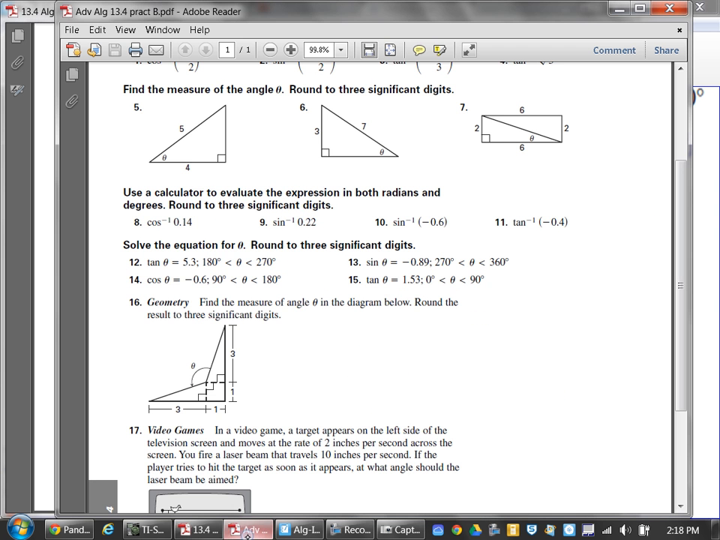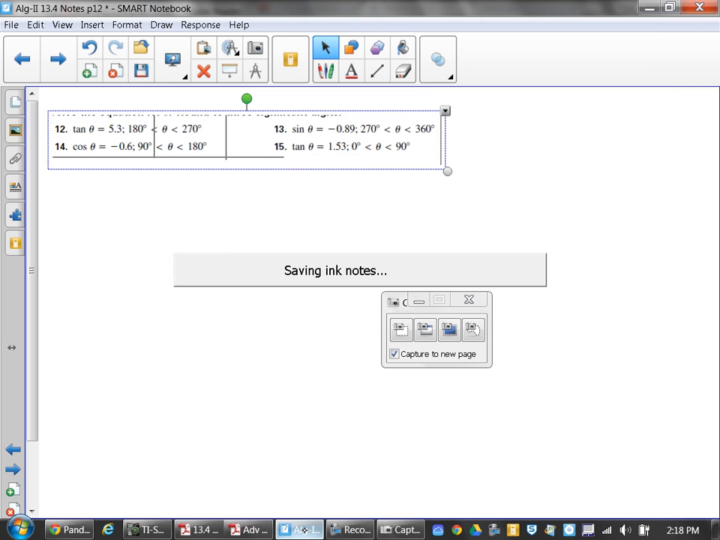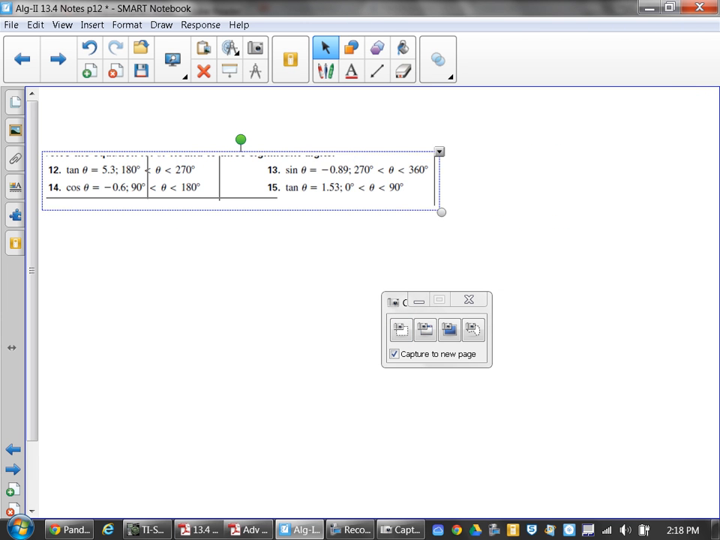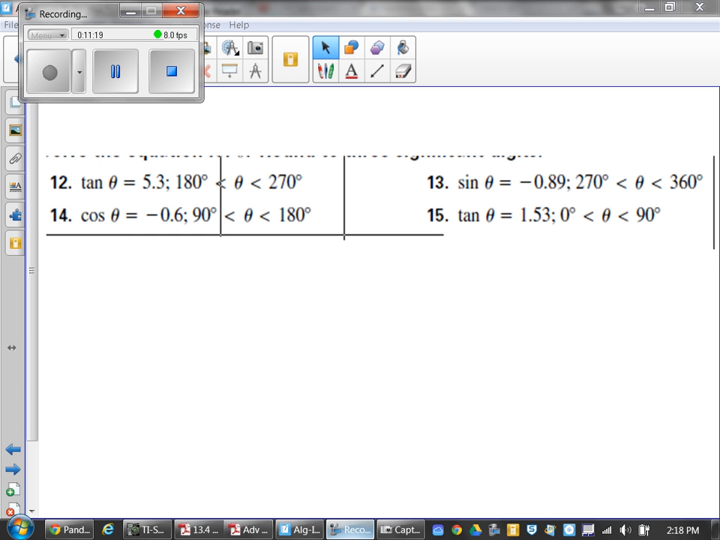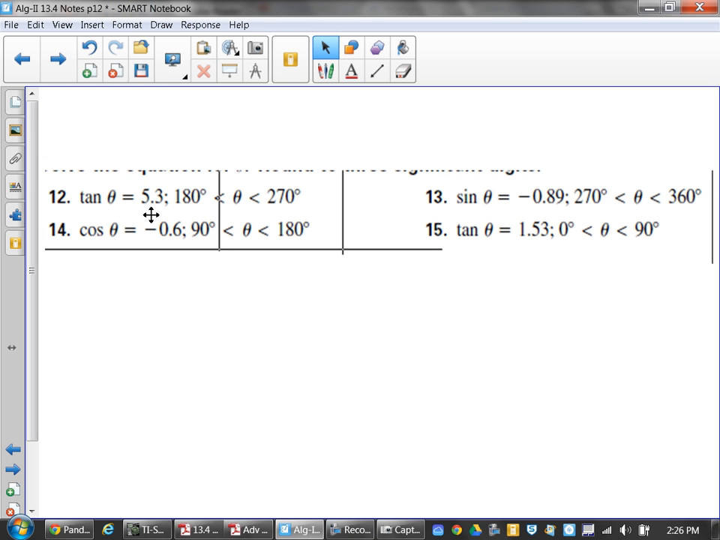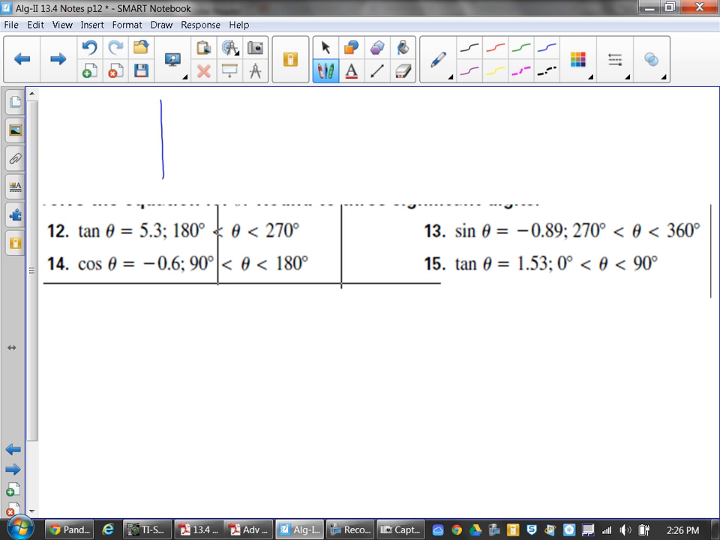So let me show you this. Yeah, but there's some that aren't. Seems like it's not going to be too bad. Tangent of 5.3 going into the third quadrant. You start in the first, you add 180, and you wind up there. Question? Easy. Okay. Sine negative 0.89.